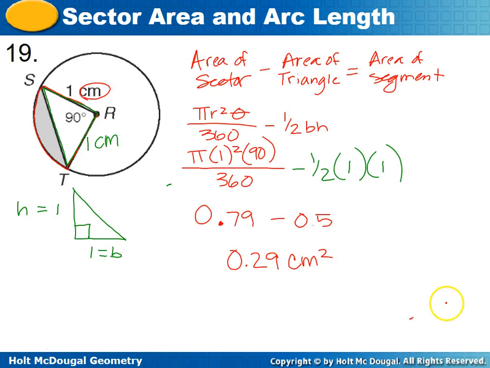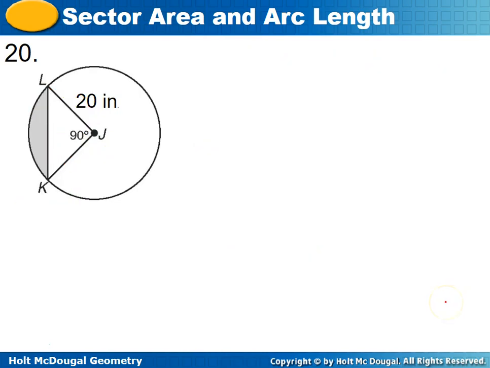All right, sorry, going too fast, number 20. So this one is similar. Again, remember, this is what we're going to do. We're going to find the area of this sector. That's pi r squared theta over 360. And we're going to subtract from it the area of our triangle again, this right here. So that's going to be minus 1/2 base times height, right? That's how we're going to find the area of our segment, which is the gray part, okay?